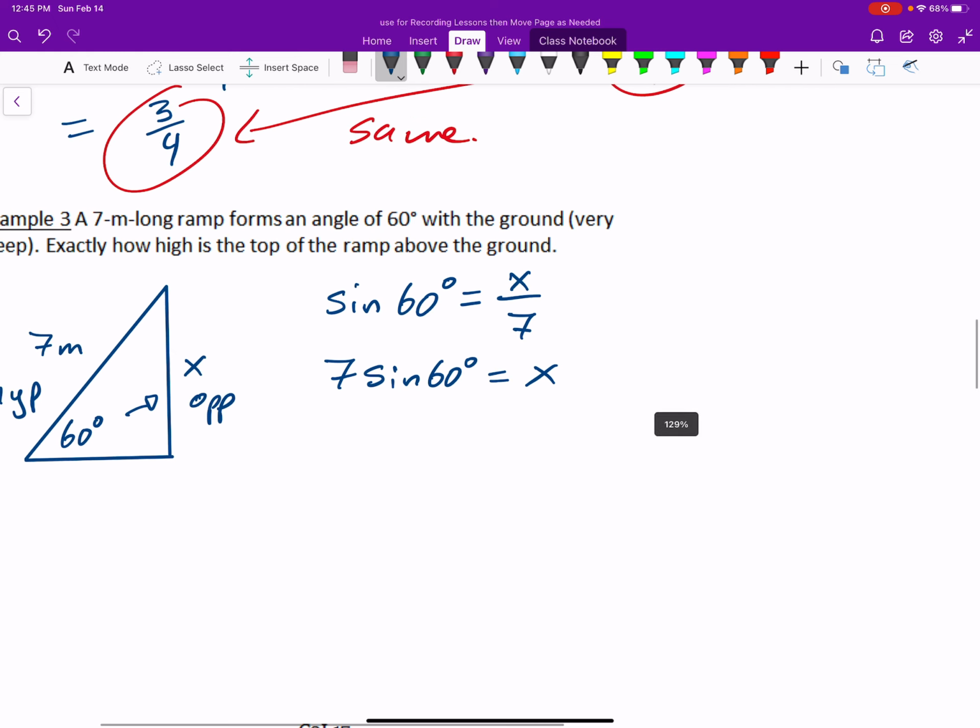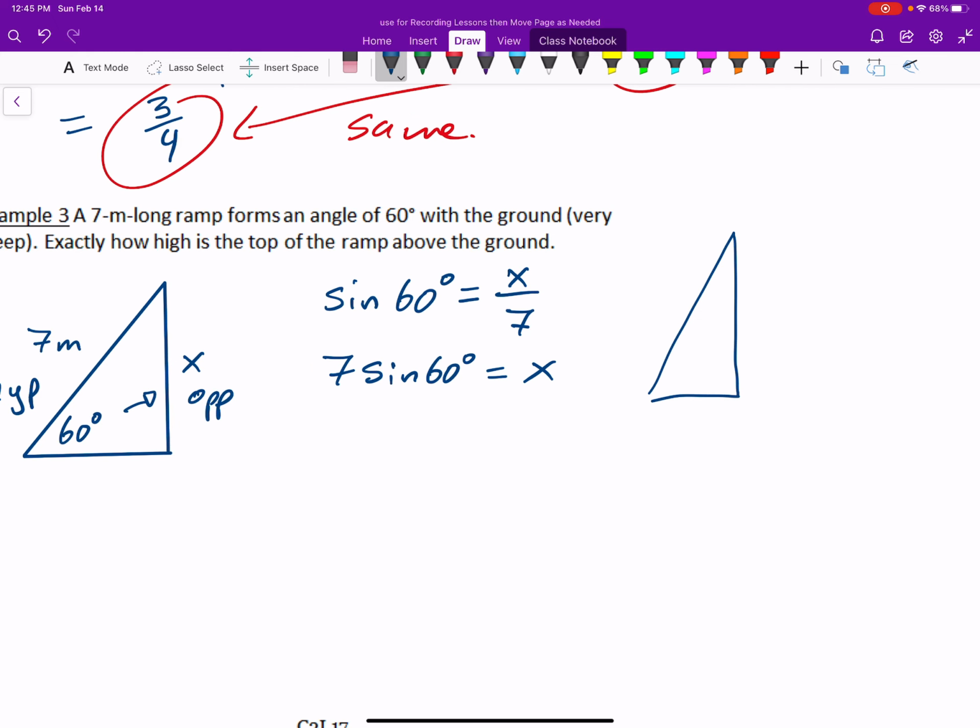Well, I can go to my special triangles again. I left them a little bit high up there, so maybe I'll just rewrite that 60-30 triangle once more so that we've got it handy. 1, 2, root 3. Again, this is something you want to memorize because if you can just sketch it quickly like I just did, it's most convenient. So sine 60 means from this angle, the opposite side's root 3, the hypotenuse is 2, so I can replace sine 60 with root 3 over 2 because that's what sine 60 is.